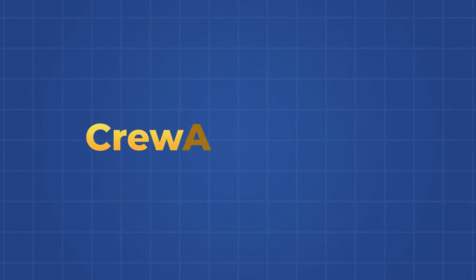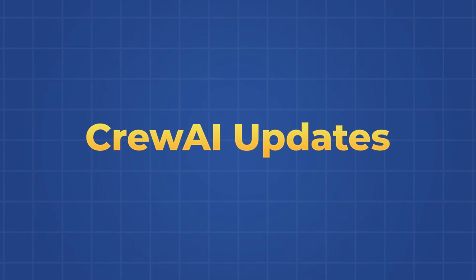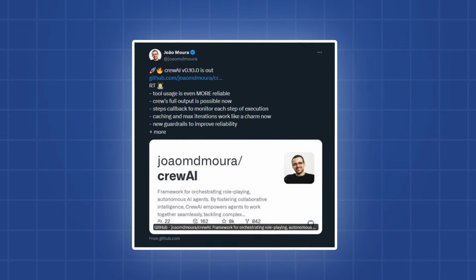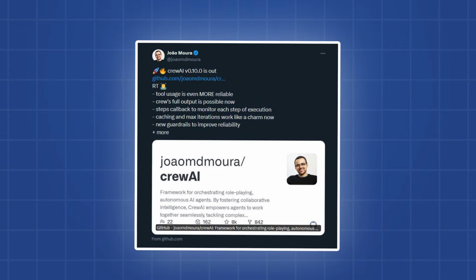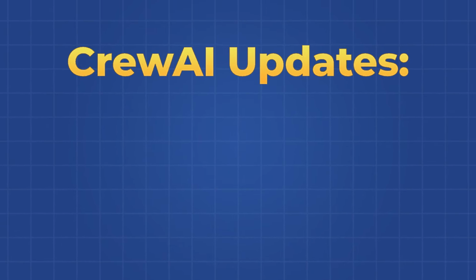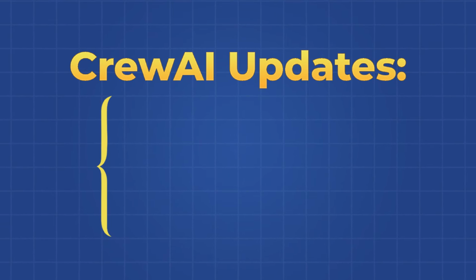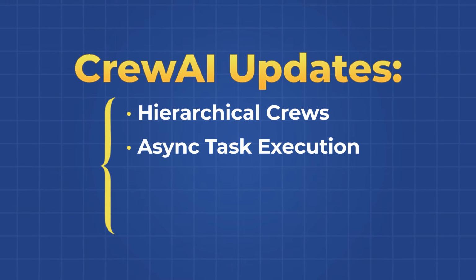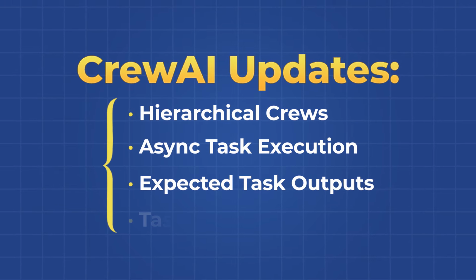So the reason I'm making this video for you guys today is because the creator of CrewAI just posted on X that he released a new version of CrewAI that's more reliable and comes with a lot more features for us to use. And the main features that we're going to be focusing on in this update is the fact that we can now make things hierarchical. We can also start using asynchronous tasks. We can start working with expected outputs and callbacks.